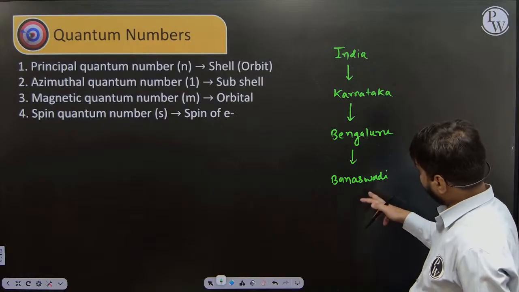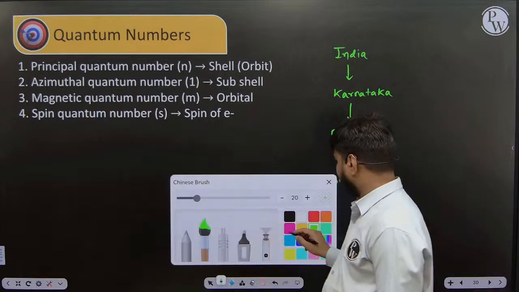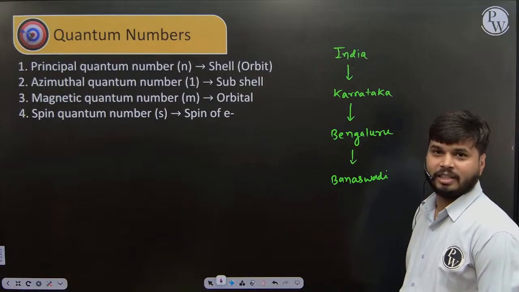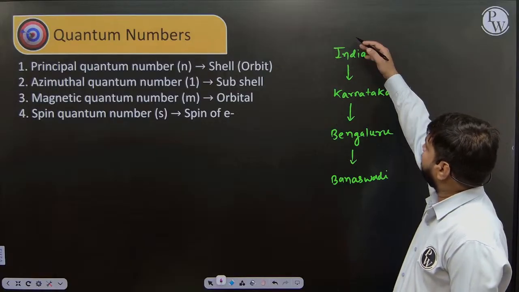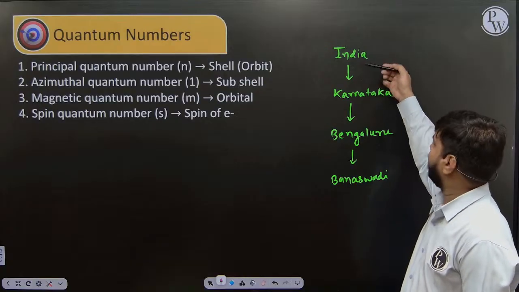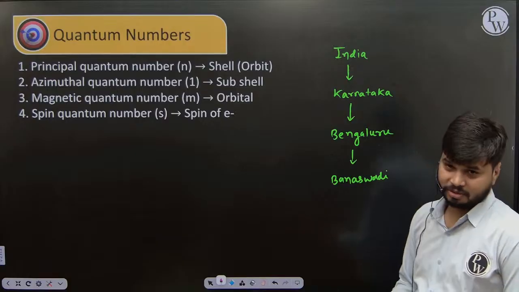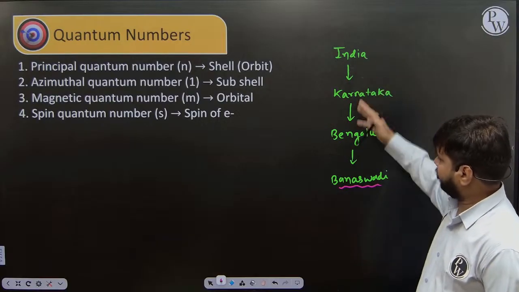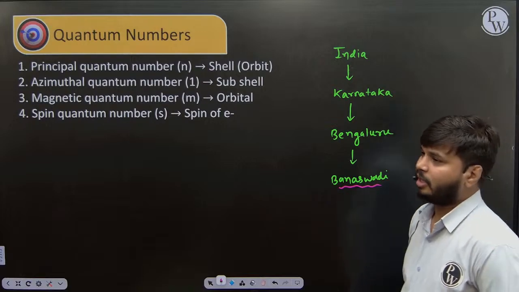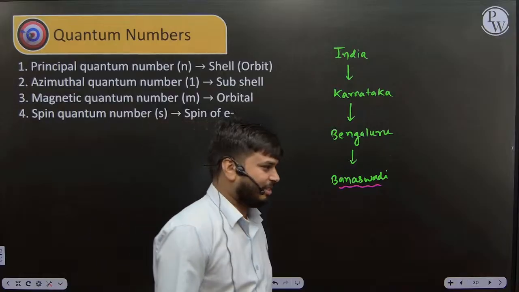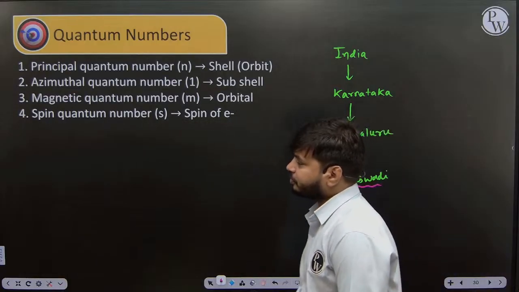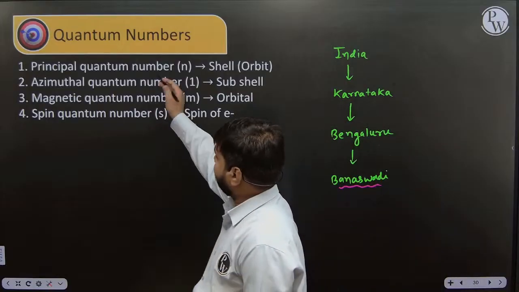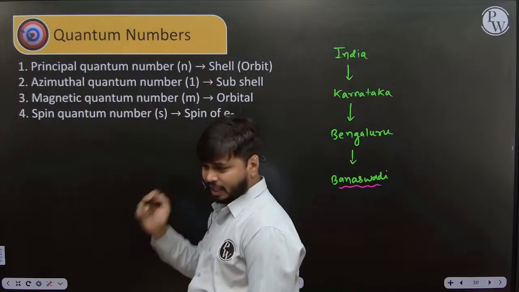If I have to come to Banaswadi from, let's say, Dubai, then first I will come to India, then Karnataka, then Bengaluru, then Banaswadi, right? So my location can be decided based upon this structure, this hierarchy, correct? Similarly, if we want to know the position of an electron, we are going to use the quantum numbers. The quantum numbers are the principal quantum number, azimuthal quantum number, magnetic quantum number, and spin quantum number.